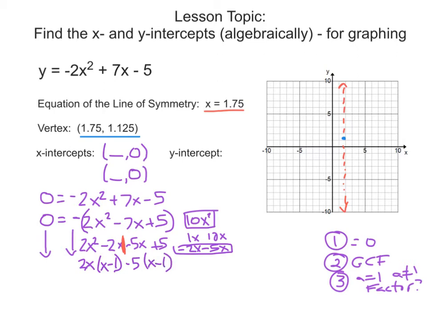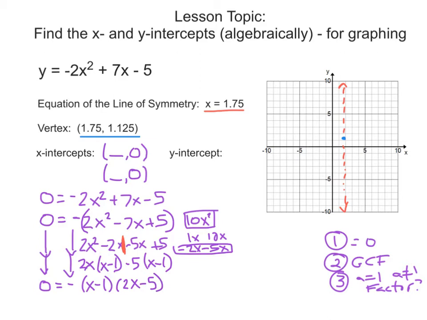Take a minute and try that out on your own if you need to look at that a little bit slower. So we're going to get 0 equals the negative symbol out here. Now that x minus 1 has matching parentheses, it's good that our parentheses match, right? Right here and right here. So I'll write that first. And then I have 2x minus 5.